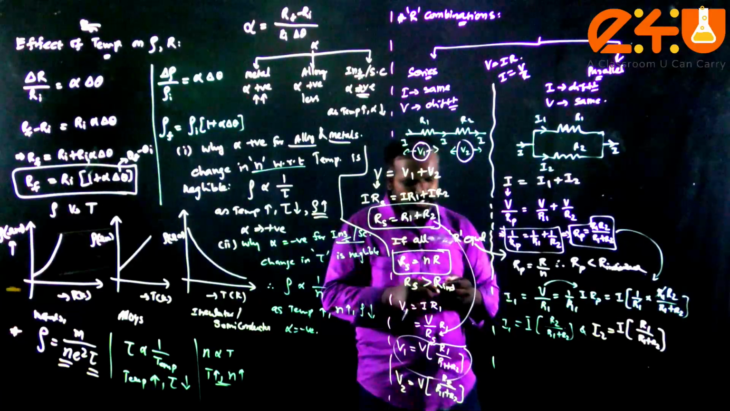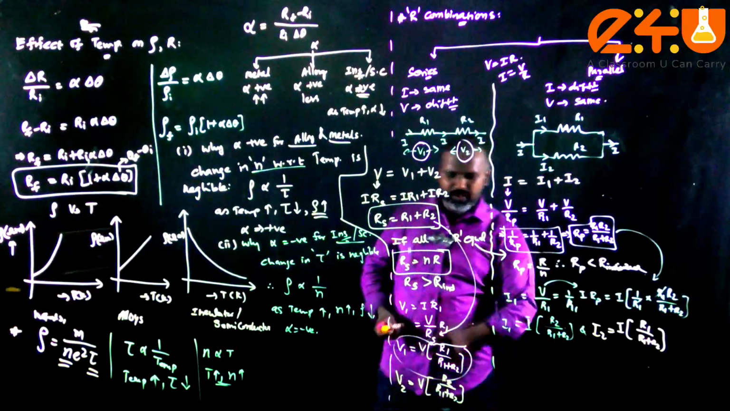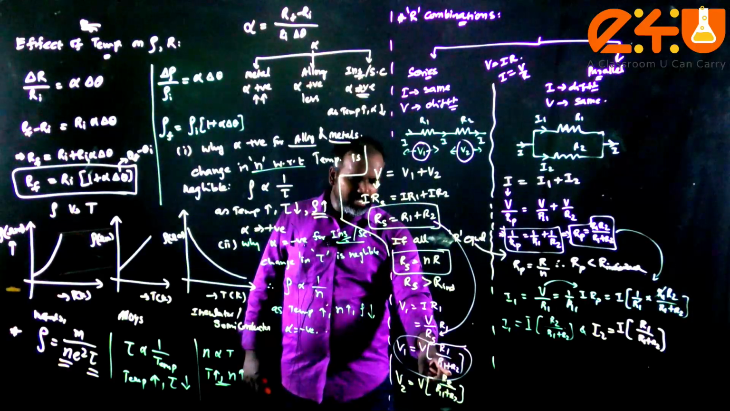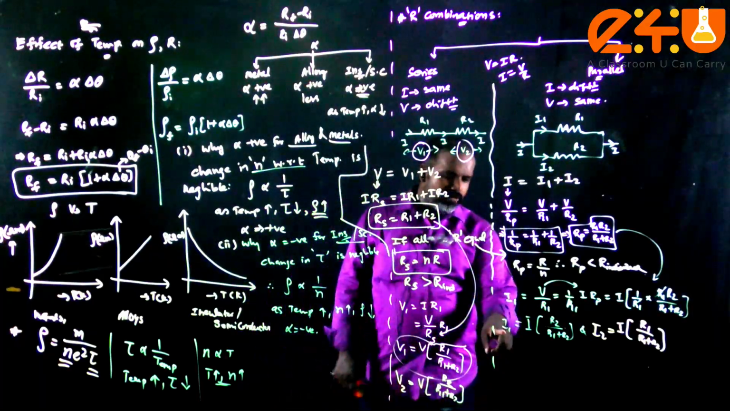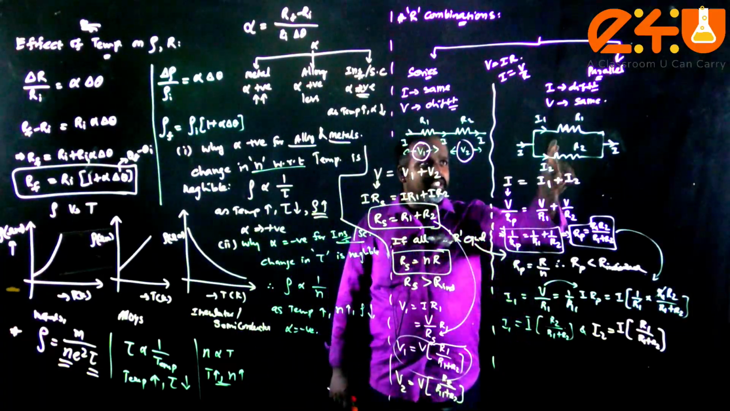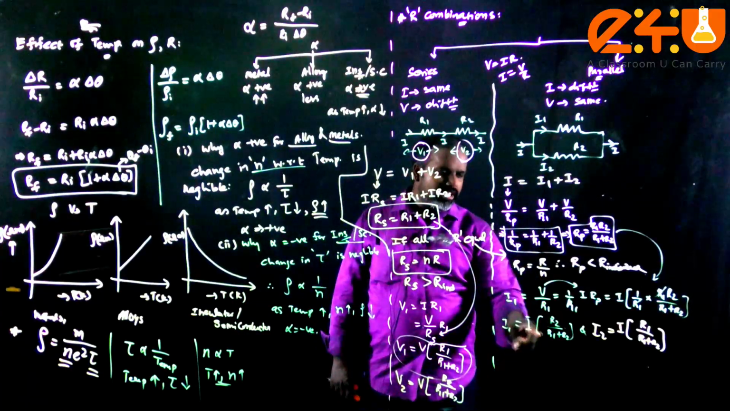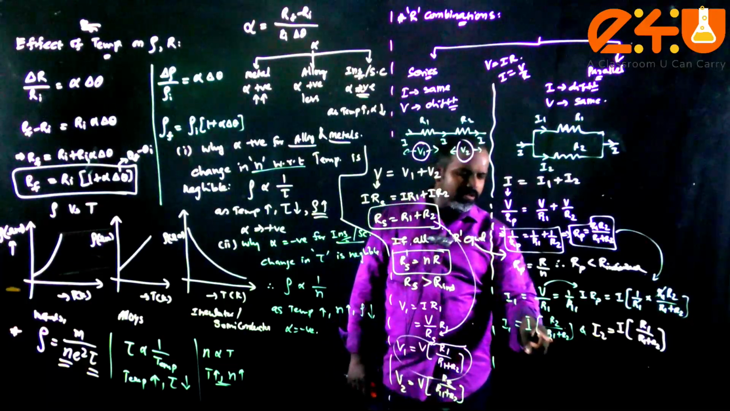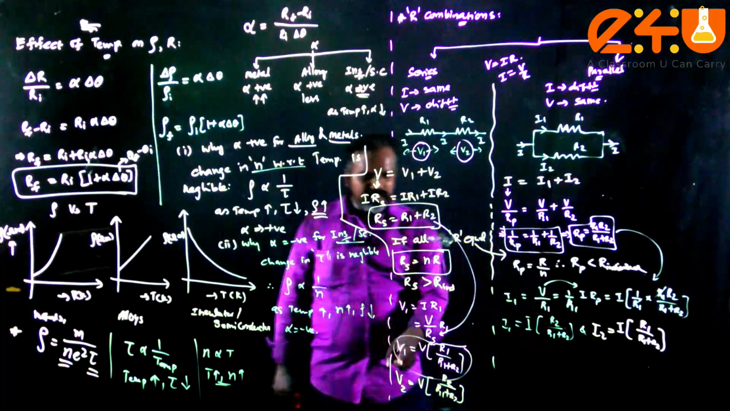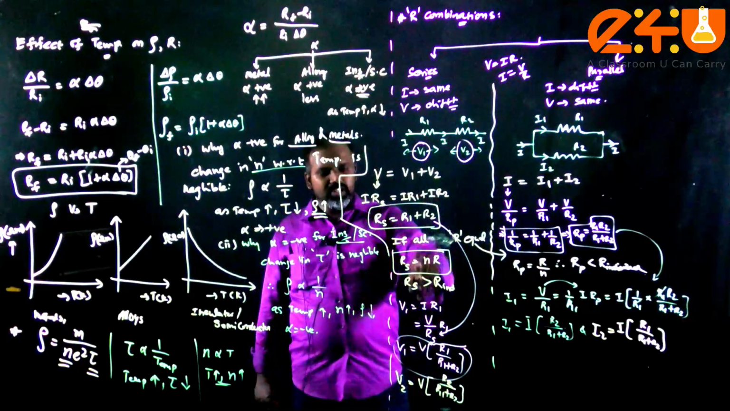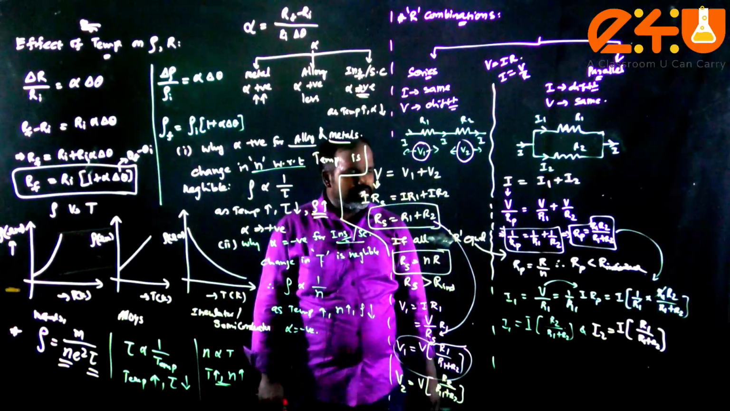Now you just see the comparison between them. V1 means same resistance by sum of resistance. I1 means opposite resistance. I1 is equal to total current I into opposite resistance by total resistance. So this is the easiest way to calculate current in each branch or voltage across each resistor.